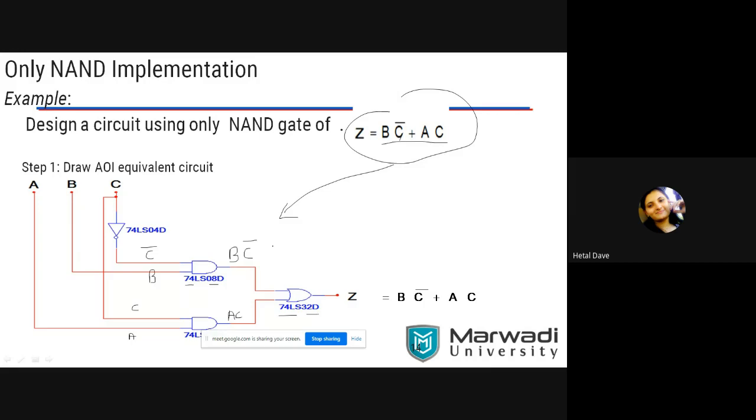Okay. Now what is our aim? Our aim is to replace all these gates with only NAND gates. This is our aim. So first step, draw the AOI equivalent circuit.